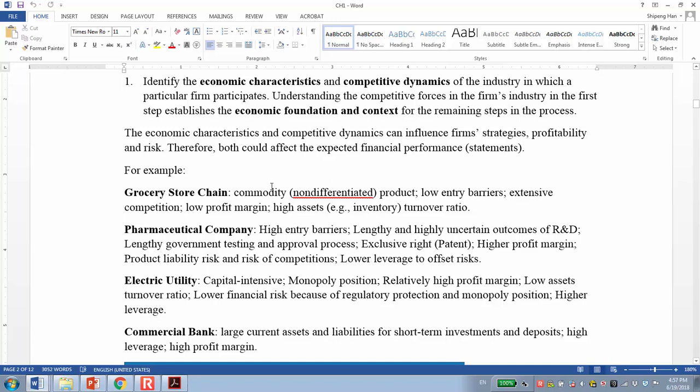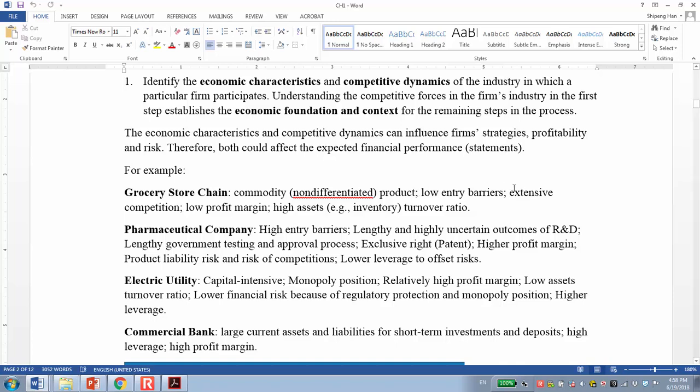For example, the grocery store chain: their products are actually commodity products. In other words, their products are available anywhere, with no difference from one store to the other. And the entry barrier is very low. So it is very easy to start such a business, right? From smaller size to large size, depending on how much capital you have.